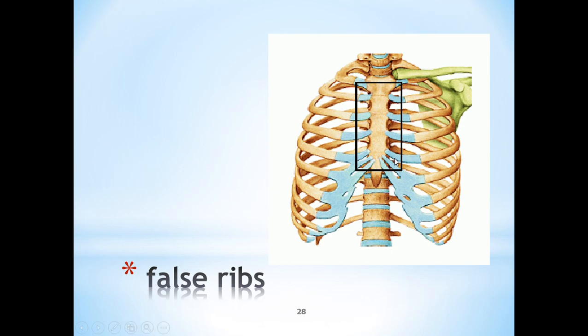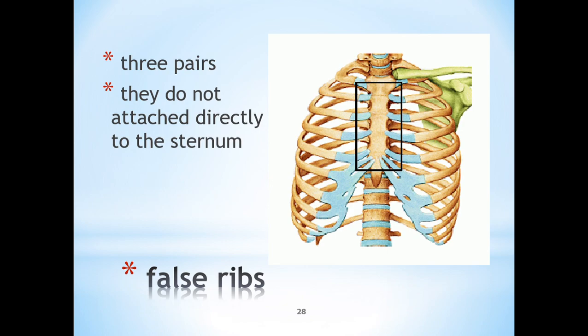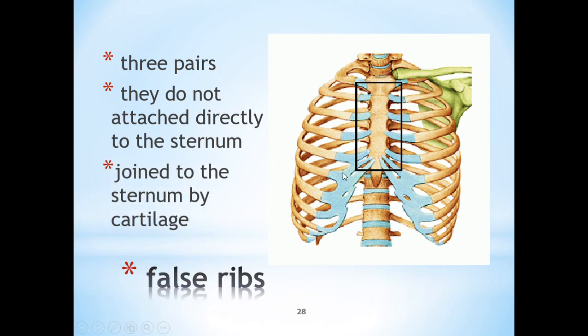And then the other one is what we call the false ribs. 3 pairs, okay? The 3 pairs after the first 7 pairs, these are now your false ribs. Why? Because they do not directly attach to your sternum. Saan sila naka-attach? They are attached to the cartilage of the true ribs. Kaya sila tinawag na false ribs. They are joined to the sternum by cartilage. They are not really attached to the sternum, and this is the sternum.